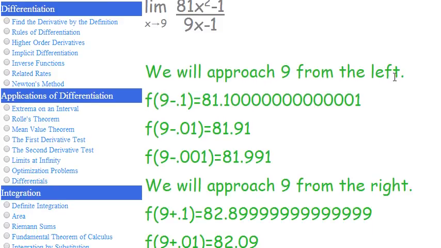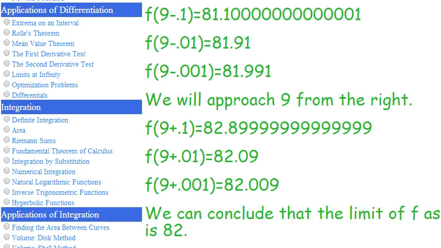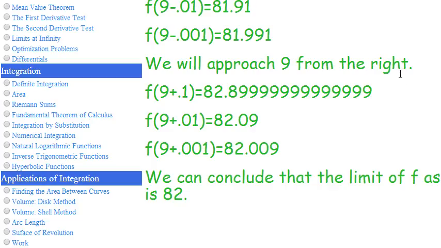So we're coming in from the left hand side at 0.1, 0.01, 0.001. As you can see, we're getting closer and closer there to 9, and we can get an idea of maybe what this is approaching. And then of course we're going to come in from the right, so 0.1, 0.01, 0.001, and as you can see here, it looks like it's approaching 82, and of course we've got this written running off the page here.